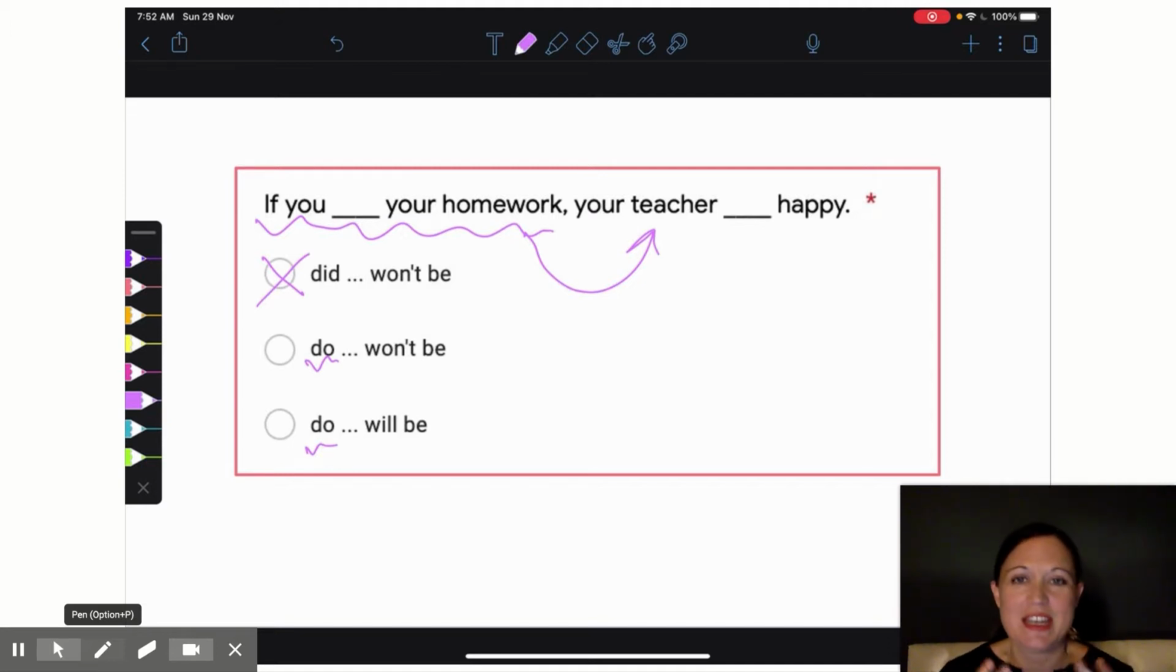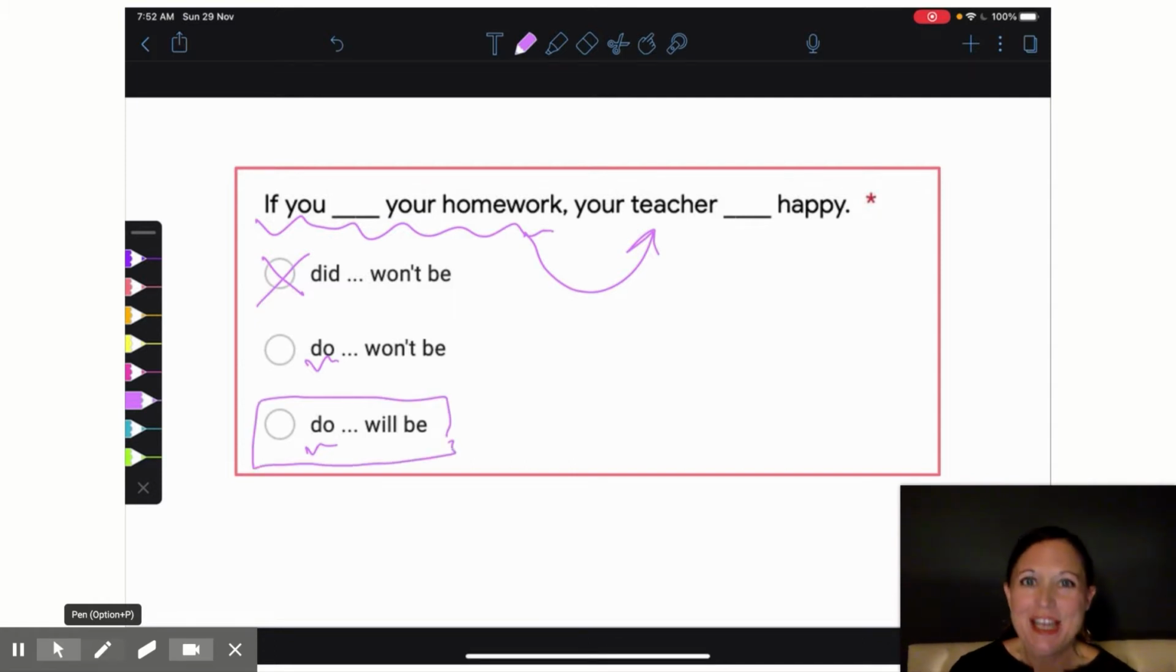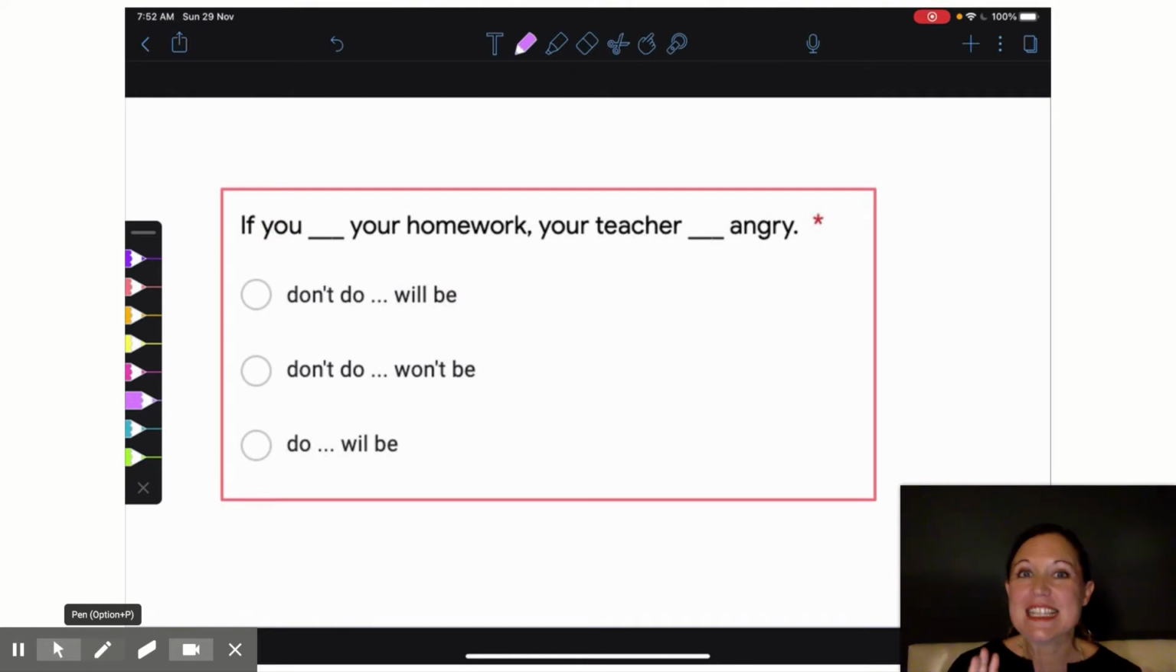So if you do your homework, what will be the result of that action? Well, I know that if I do my homework, my teacher will be happy, because teachers are here to teach you. We want you to learn, and one of the best ways for you to learn is if you're doing your homework regularly, you're studying regularly. So that makes me happy as a teacher. So if you do your homework, your teacher will be happy. So then let's look at our next example.